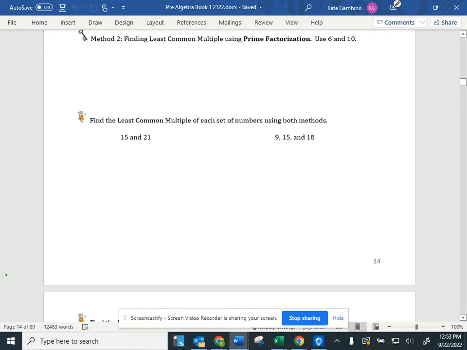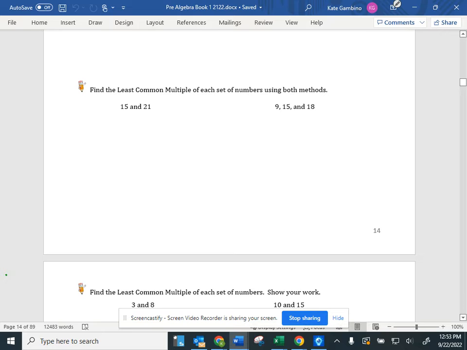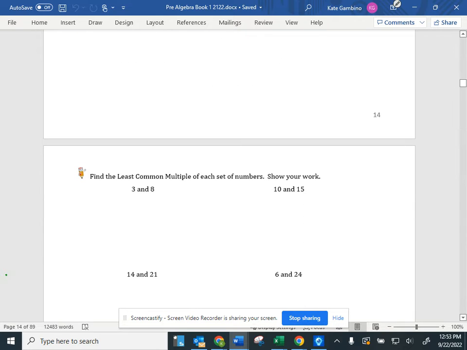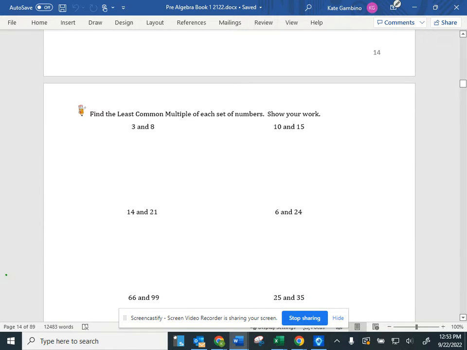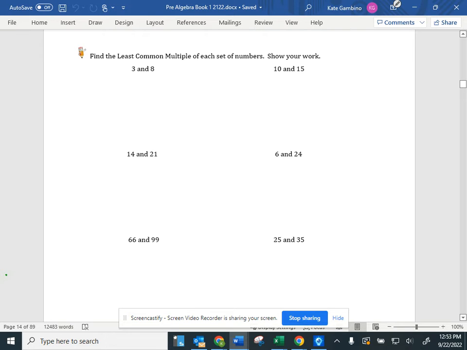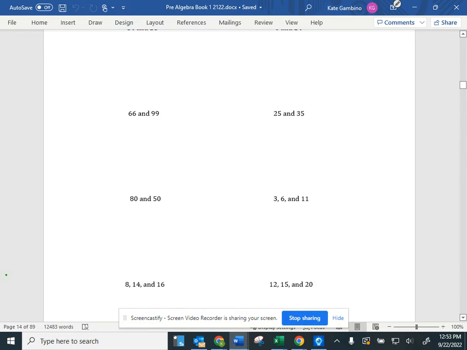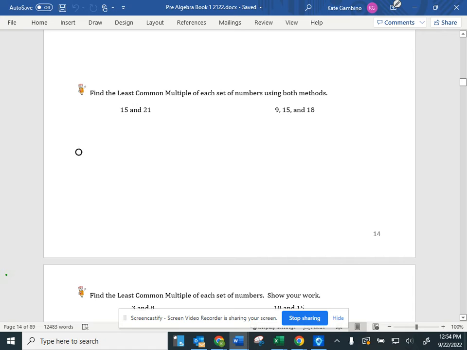For our work, find the least common multiple of each set of numbers using both methods. So you're going to do both methods for these two. Then on the next page, you can use which one you want. So let's do this one first, 15 and 21. We're going to do it together. Everybody should be looking at 15 and 21.